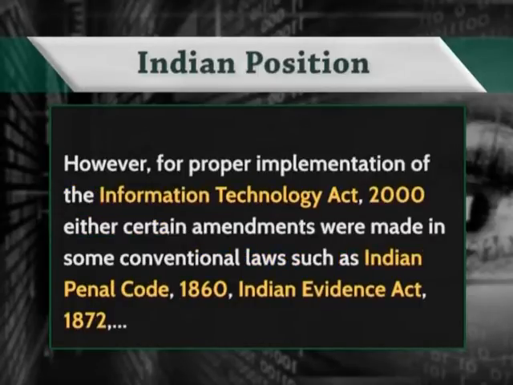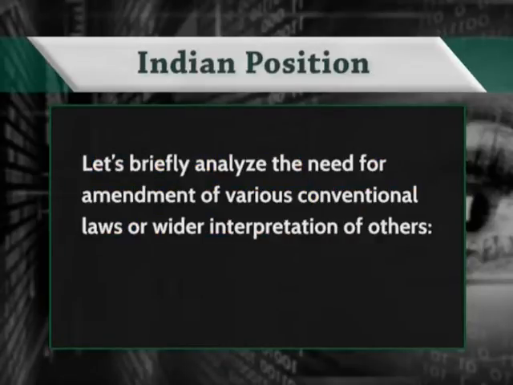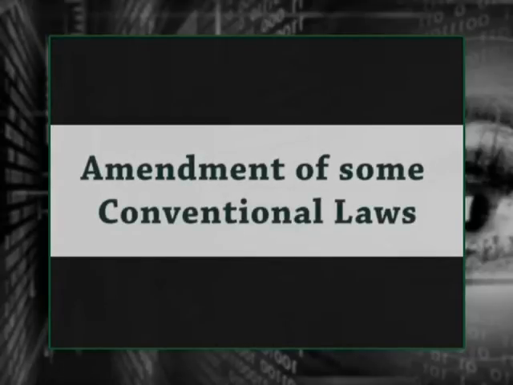However, for proper implementation of the Information Technology Act 2000, either certain amendments were made in some conventional laws such as the Indian Penal Code 1860, Indian Evidence Act 1872, Reserve Bank of India Act 1934, the Bankers Books Evidence Act 1891, Negotiable Instruments Act 1881, or wider interpretation is given to others. Now, let us briefly analyze the need for the amendment of various conventional laws or wider interpretation of others. Then I would like to discuss what the amendments of some conventional laws are.